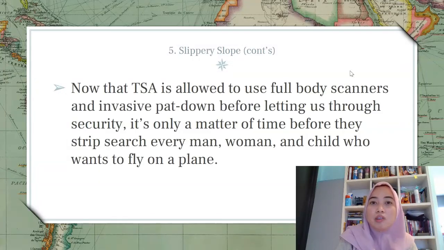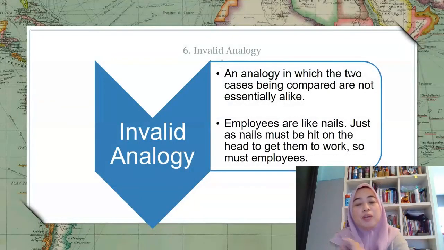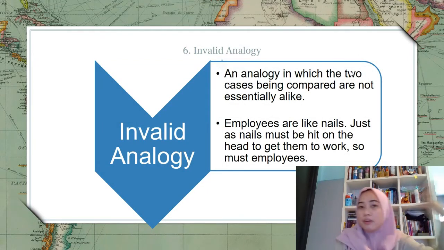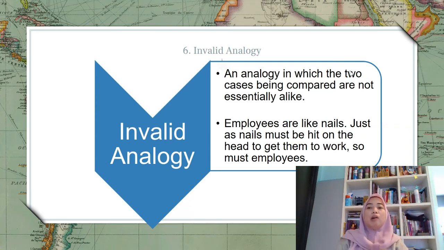All right, so remember, these are bad arguments. Do not do this. Next we have invalid analogy. Invalid analogy is similar to the previous one, but this is a bad argument, where you compare two things that are not alike at all. Here we have an example: employees are like nails. Just as nails need to be hit on the head to get them to work, so must employees. So just because you have your own point of view on something and you want to give an analogy, that does not make the two things the same. So that is a bad argument. All right, do not do this.